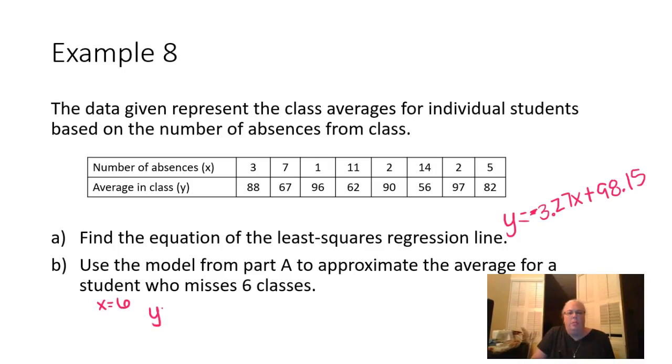Well, y is going to be equal to negative 3.27 times 6 plus 98.15. And my calculator is giving me a 78.53. And if this student has a really kind professor, that grade will actually be rounded up to a 79. So we will expect somebody who misses 6 classes to get something around a 79, maybe a 78.